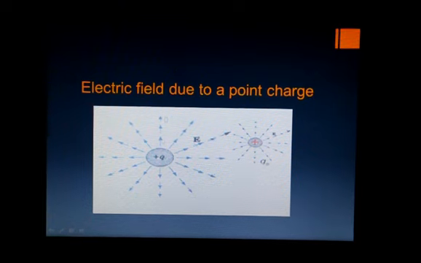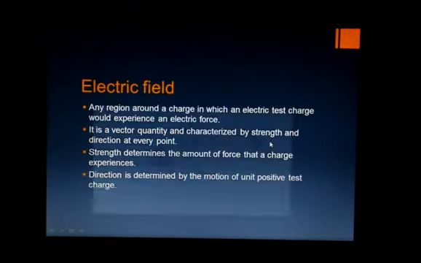Okay, you can see here, this is a unit positive charge, and this is a region around the electric charge plus Q. This region is known as electric field. Similarly, we come to the electric field of this test charge. This is again a positive test charge, and you can see here, this is again a region around the charge Q naught, and this region is known as electric field.